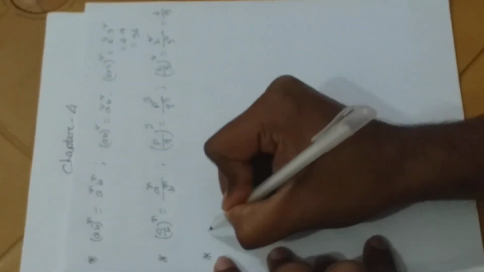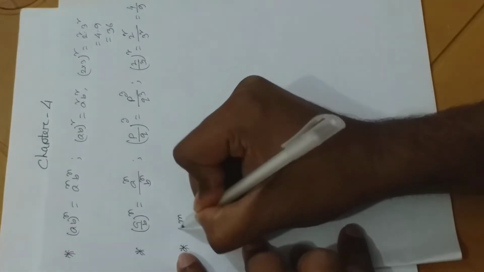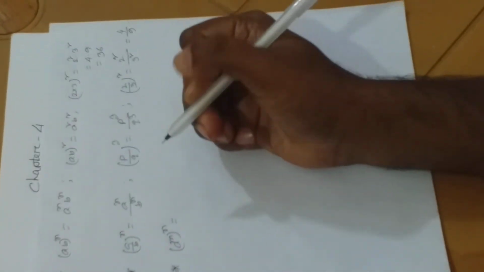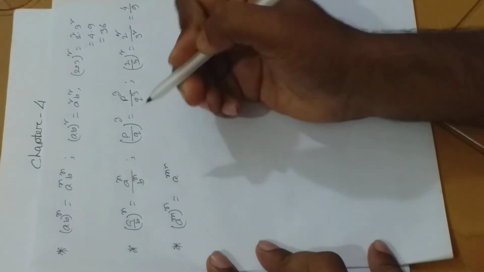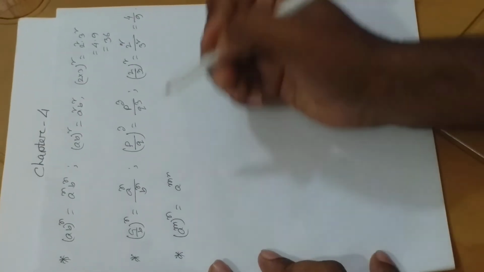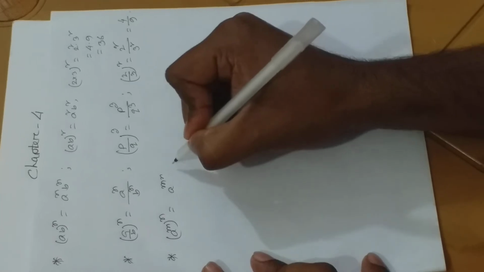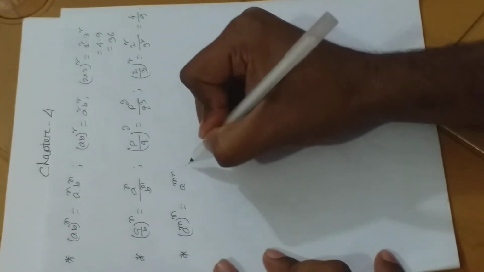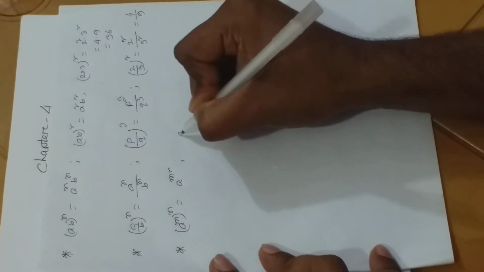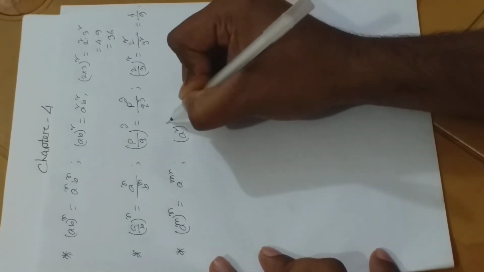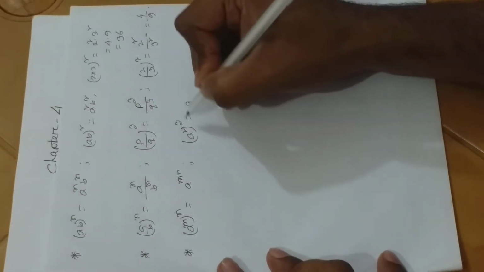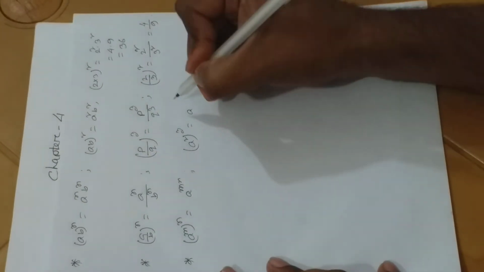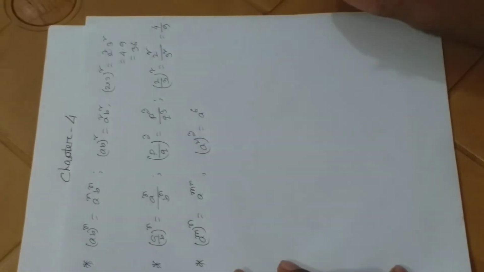Another formula, it is important for you, (a to the power m) whole to the power n. This application is important. It is a to the power mn, you can see power and power will be multiplied. For example, (a square) whole cube. It will be 2 into 3. Power and power will be multiplication. Then it will be 6.